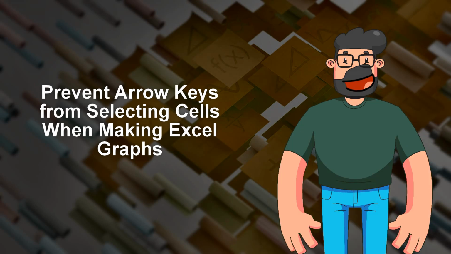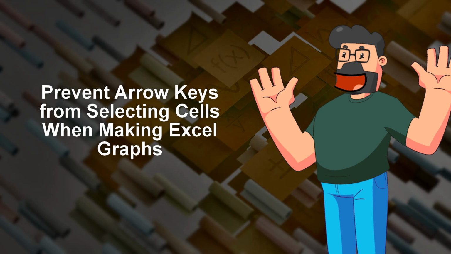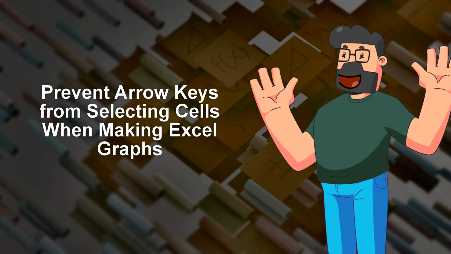Hey there! Have you ever encountered a frustrating problem while working with graphs in Excel? The issue arises when you try to manually input a data range using the arrow keys, only to have unwanted cell references added in. It can be quite a nuisance, right? You find yourself having to resort to workarounds like using the mouse or copying and pasting into a notepad app just to get the correct range.